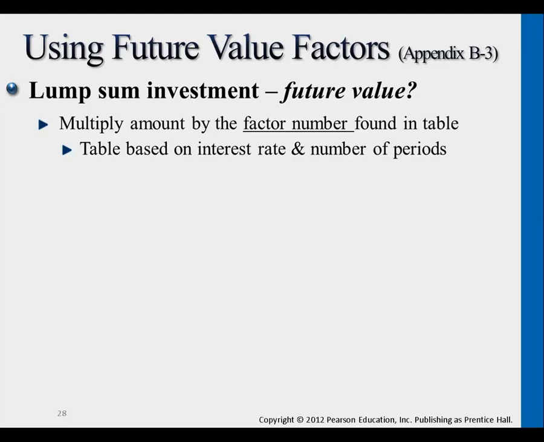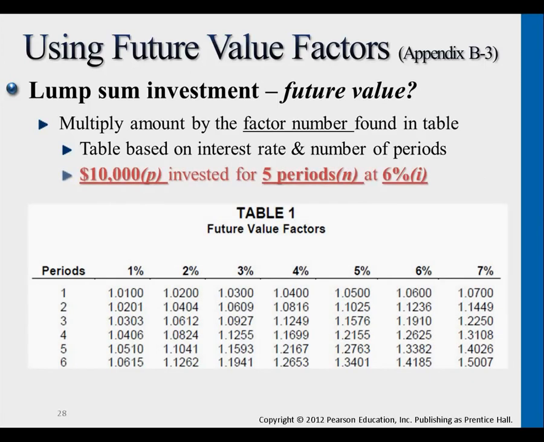So what we're going to do right now is use a lump sum investment, and we'll try to calculate the future value. Let me show you. We'll multiply the amount by the factor number. So there is this factor number that represents the relationship between the periods, either quarters, years, months, whatever that is, and a percent.